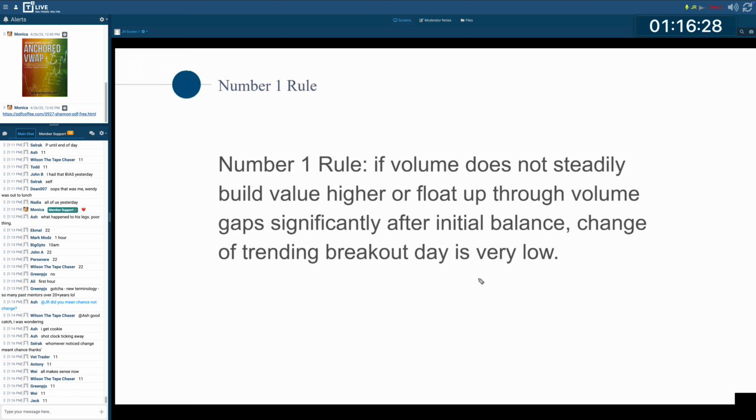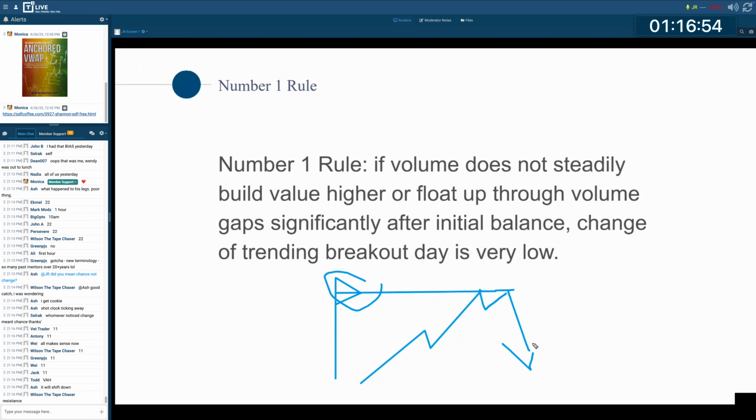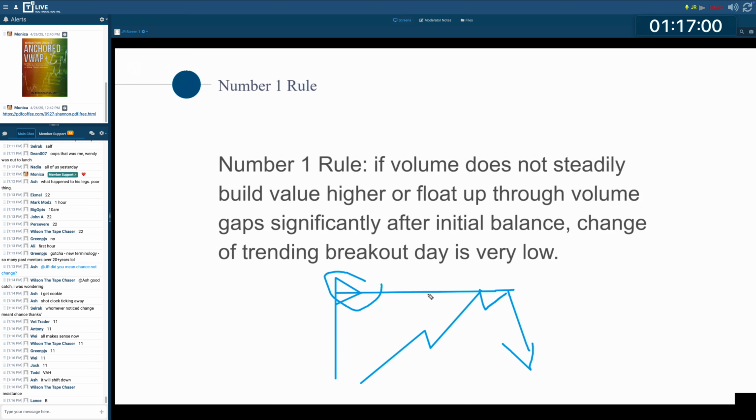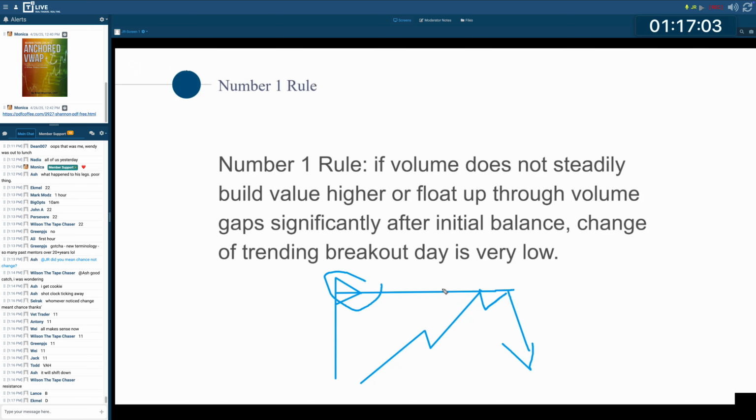If you stop building that transactional volume, what is going to happen to that high volume node? So say you have a strong two-legged move higher and your profile looks like this. What is going to happen? Your point of control is here. What will this high volume node become if you ledge out and fail here? Resistance. It will become not only resistance, but a short-term overhead supply zone.